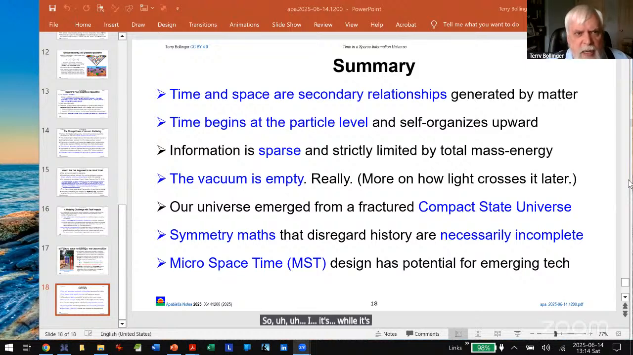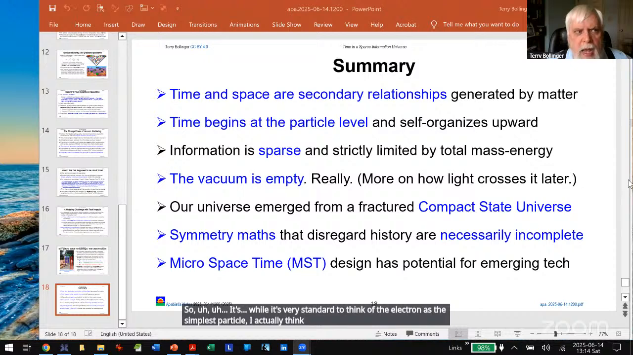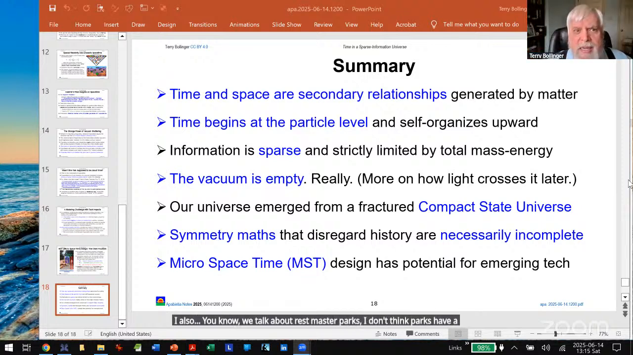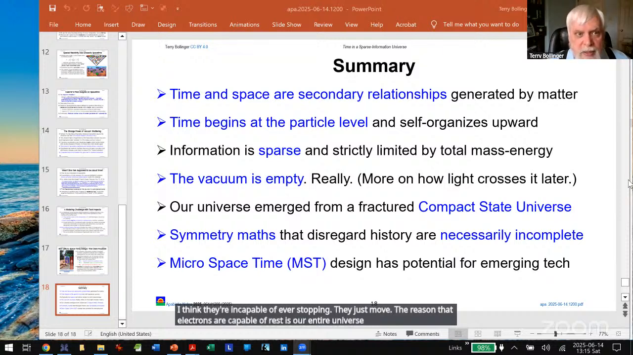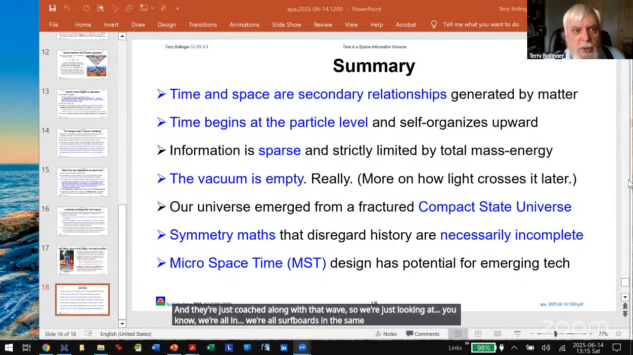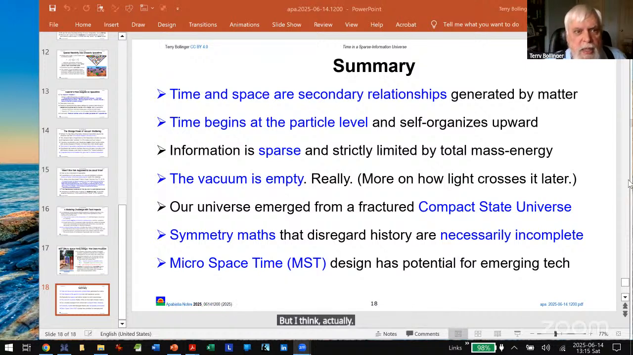So while it's very standard to think of the electron as the simplest particle, I actually think of the quarks as giving us more insight into what's going on at a deeper level, because of that marvelous cubic structure they form. That cubic structure gives the electron as the lightest charged particle. We can say that. Yes. Also, when we talk about rest mass of quarks, I don't think quarks have a rest mass in the usual sense, because I don't think they can rest. I think they're incapable of ever stopping. They just move. The reason that electrons are capable of rest is that our entire universe is moving as a collaboration that we define as our definition of time, and they're just coasting along with that wave. We're all surfboards in the same wave, so they look stationary, but I think there is actually a much more interesting dynamic going on.